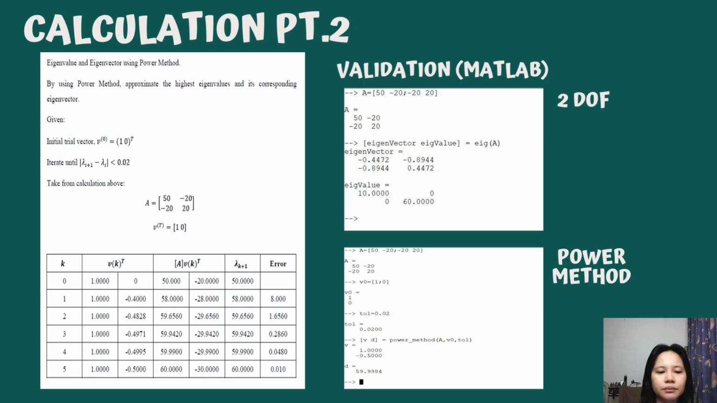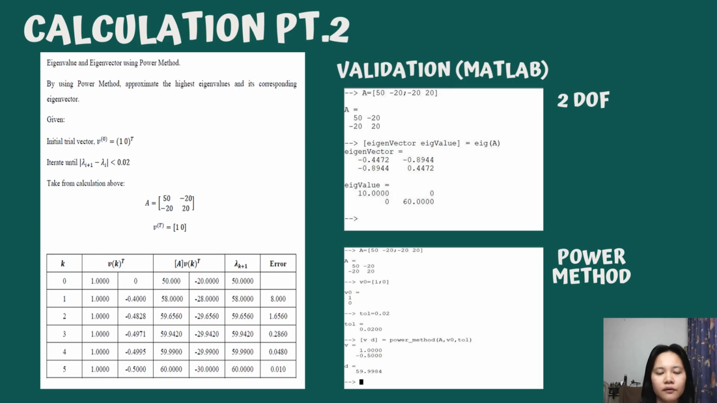For example, for iteration number 1, the unknown value is 0, 1, and 0 for Vk. Then insert the value of matrix A into the calculator, and matrix B is 1 and 0. Then by multiplying matrix A and matrix B, we get 50 and negative 20. For lambda k plus 1, it is the highest absolute value.